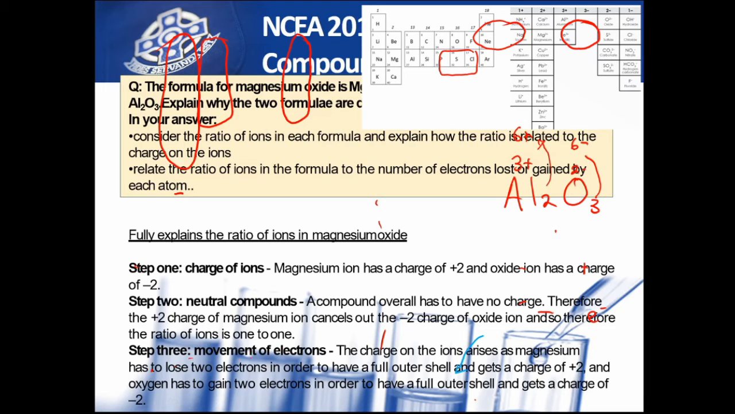Step 3, movement of electrons. The charge on the ions arises as the magnesium has to lose 2 electrons in order to have a full outer shell and get its charge of 2 plus, and oxygen has to gain 2 electrons in order to have a full outer shell and get a charge of minus 2. Okay, so we said all of that. I'm quite comfortable, but that is how you're going to write it in words, guys. And this is an excellent question. Just simply, they give us the answers right there.